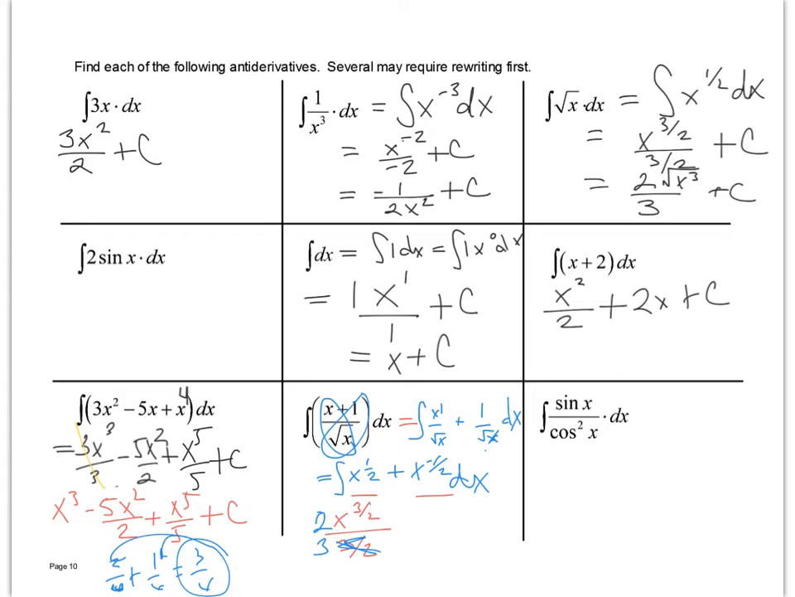That's a personal preference. Then for the x to the negative 1/2, I add 1. Negative 1/2 plus 1 is 1/2. Now divide by 1/2. That is the same thing as multiplying by 2/1. So I'm going to write multiply by 2/1. Don't forget your constant of integration.